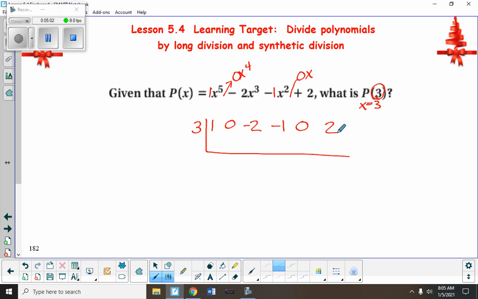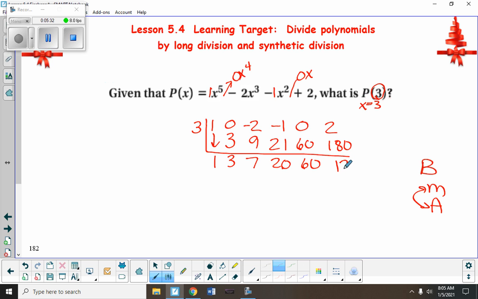All right, here we go. And again, it's bring down, multiply, add, and then go back and forth. All right, so bring down the 1. Now we're going to multiply, we get 3, and add. Multiply, we get 9, and add. Multiply, we get 21, and add. Multiply, 3 times 20 is 60, and add. Multiply, 3 times 60 is 180, and add. And that is your answer.